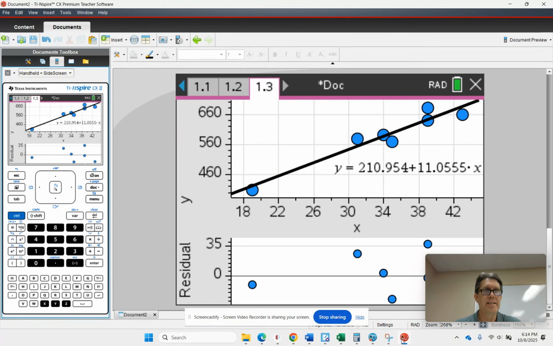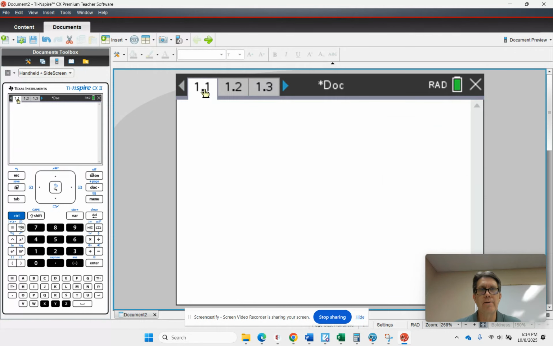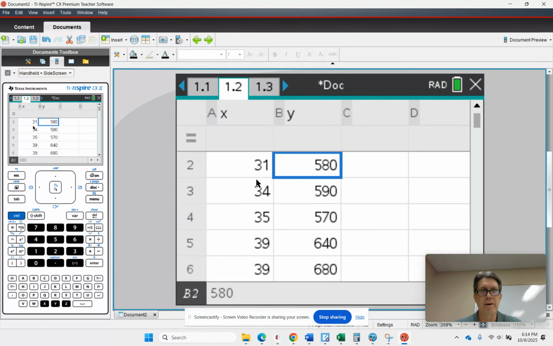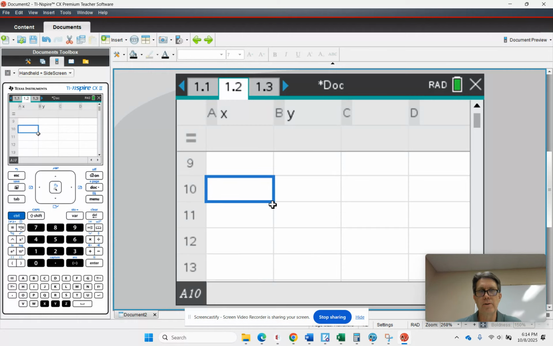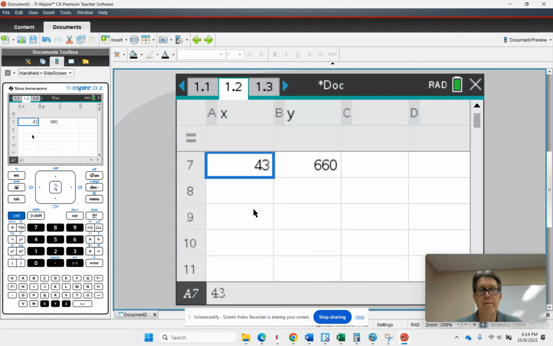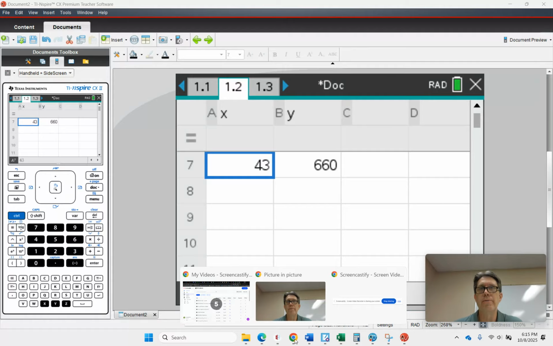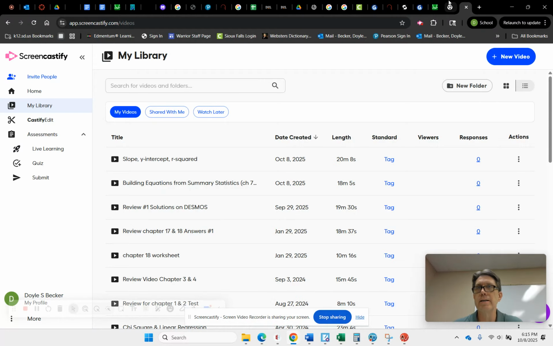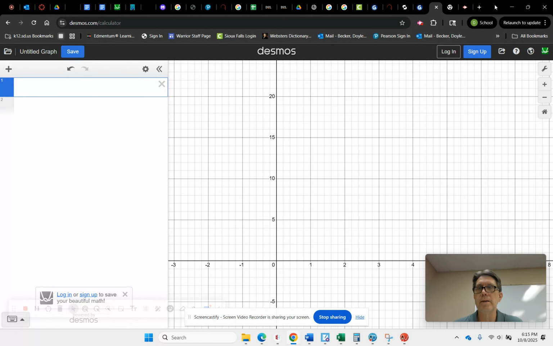I'm going to type them into Desmos. I already have them, I believe, in my calculator here. So if you're doing the Inspire calculator, you name them X and Y, you type them into two lists, type them in if you're familiar with your calculator. If you're not familiar with Desmos, again, here we go on Desmos. I'm going to type these in.